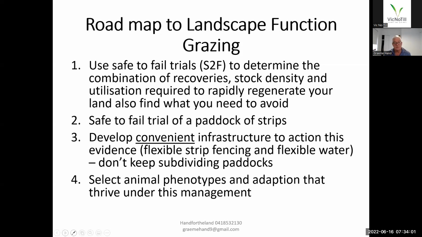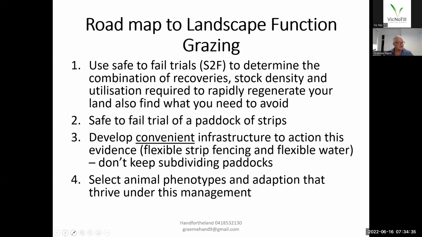And then selecting animal phenotypes. This process of doing landscape function grazing or grazing for carbon or whatever is really tricky, and I keep thinking that these steps are difficult. You've got to be prepared to know how to do safe-to-fail trials. They can be really low cost and really easy, but you've got to do them and keep them locked up so that you continually get high quality feedback. The right infrastructure: if it's too hard, it just doesn't work.